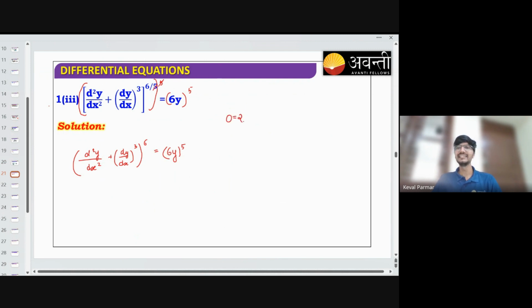We can easily get order any time. Only the problem is with degree. Now the power is 6 and this 6 power is for both the second order term and this one. Therefore, degree will be 6. Order 2 and degree 6. Very well said by Antara. Shabash. Got it? Chalo.